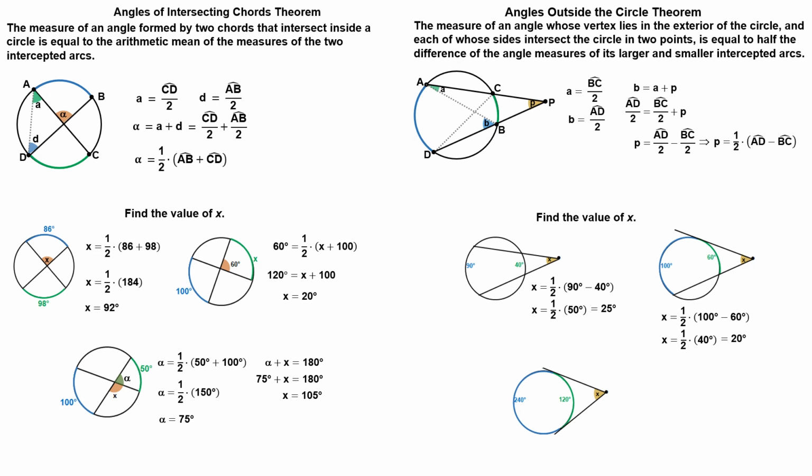In the third diagram, the measure of angle x, an angle external to a circle and formed by 2 tangents, is equal to 1/2 the difference of the intercepted arcs. When subtracting, start with the larger arc.